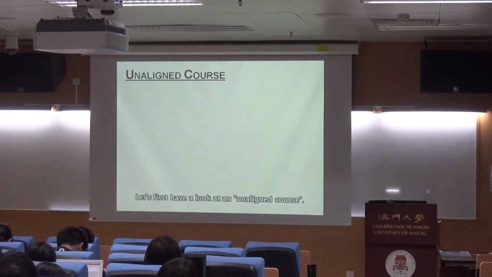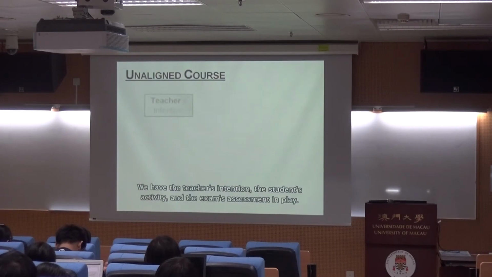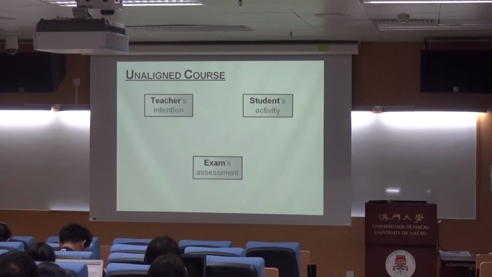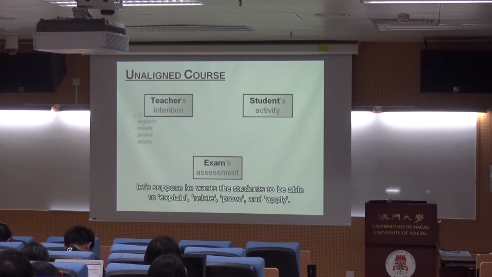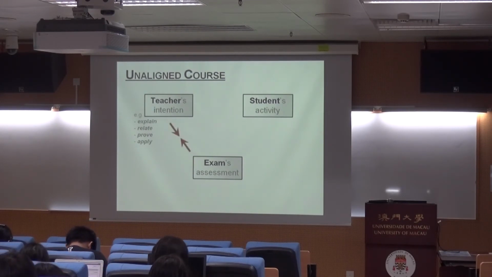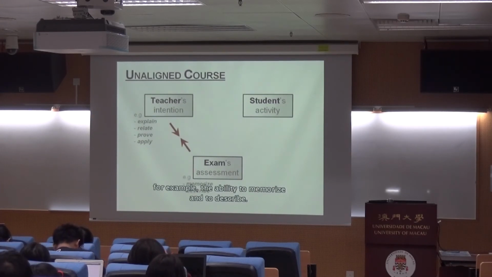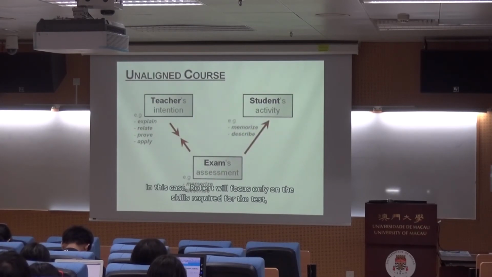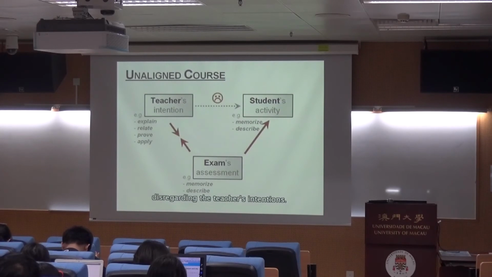Let's first have a look at an unaligned course. We have the teacher's intention, the student's activity, and the exam's assessment in play. The teacher has an intention. Let's suppose he wants the students to be able to explain, relate, prove, and apply. And now suppose the exam measures something else, for example, the ability to memorize and describe. In this case, Robert will focus only on the skills required for the test, disregarding the teacher's intentions.